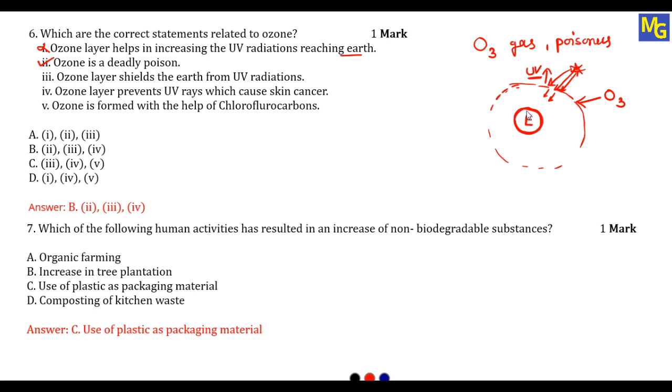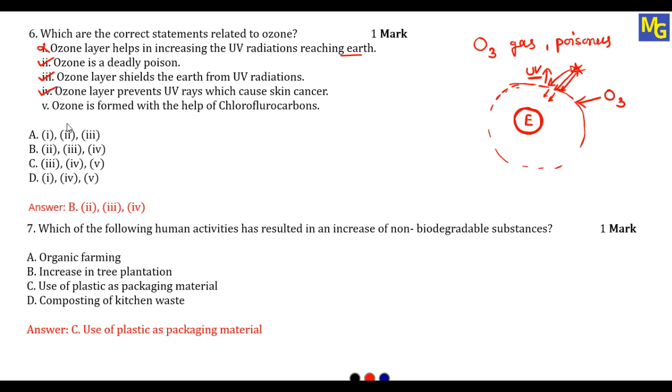So it is functioning like a shield for the earth. Therefore, this statement is also correct. Statement number 4, ozone layer prevents UV rays which cause skin cancer. As I told, UV rays cause skin cancer in human beings. Because of this ozone layer, these UV radiations are not coming on the earth and it prevents UV rays which cause skin cancer. So this statement is also correct.